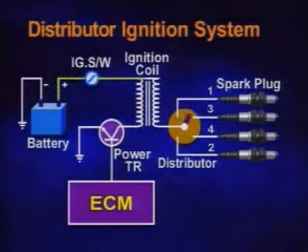In general, the primary coil is controlled by the power transistor. Therefore, energy is charged in the primary coil while the transistor is on. High voltage generates at the secondary coil when the transistor turns off. Then, high voltage is distributed to the spark plugs by the distributor.